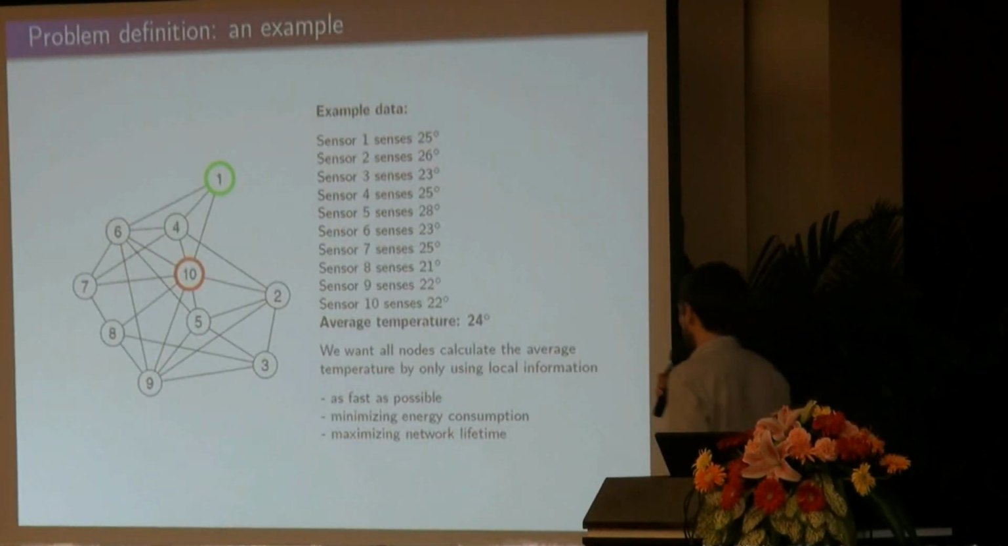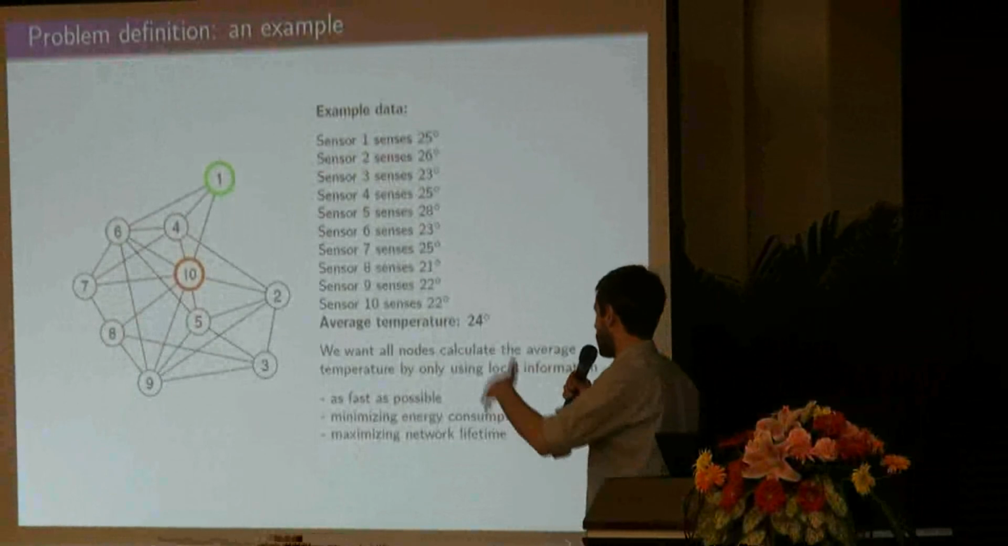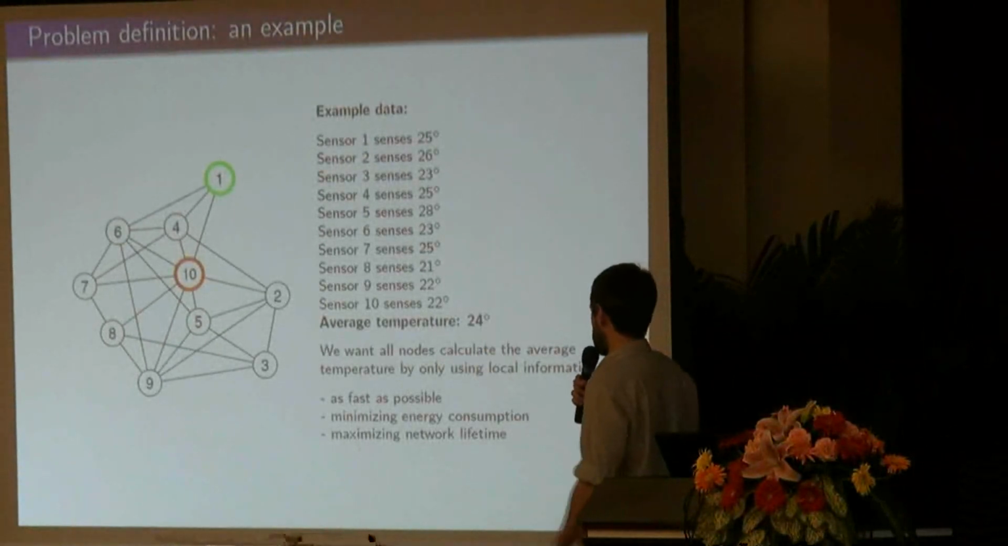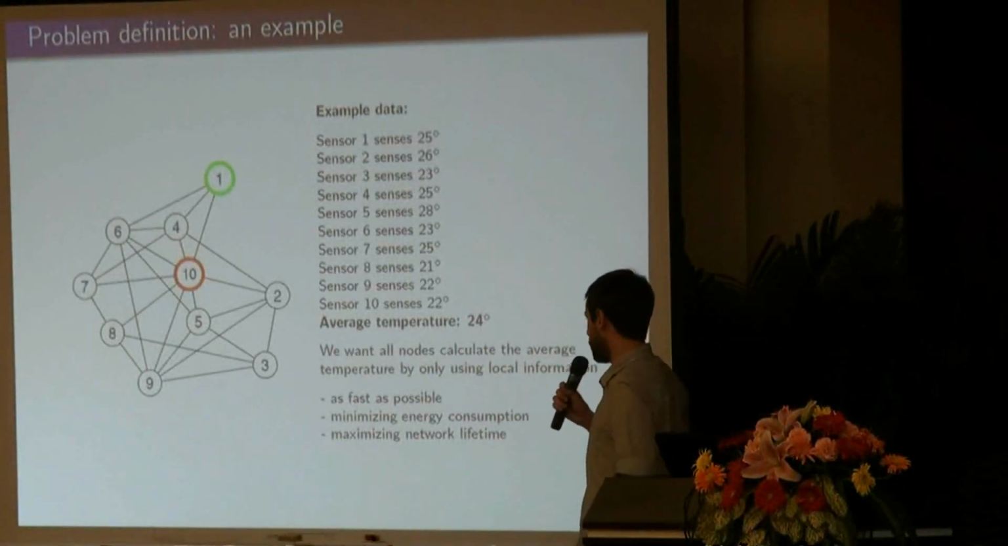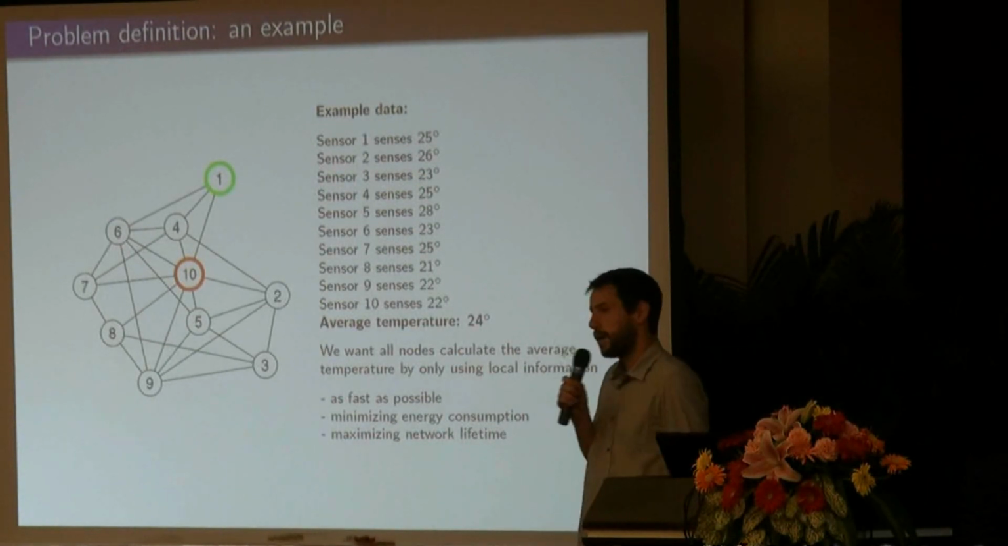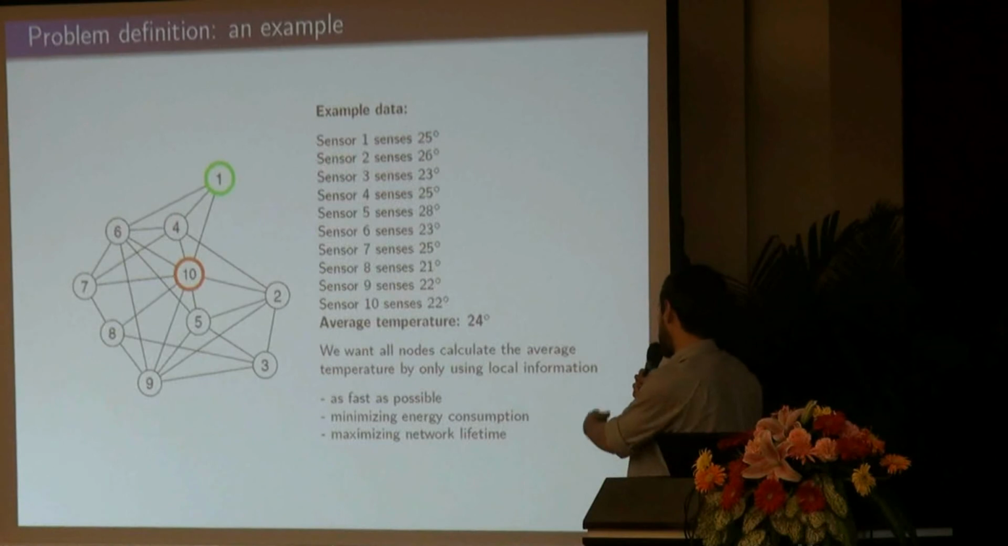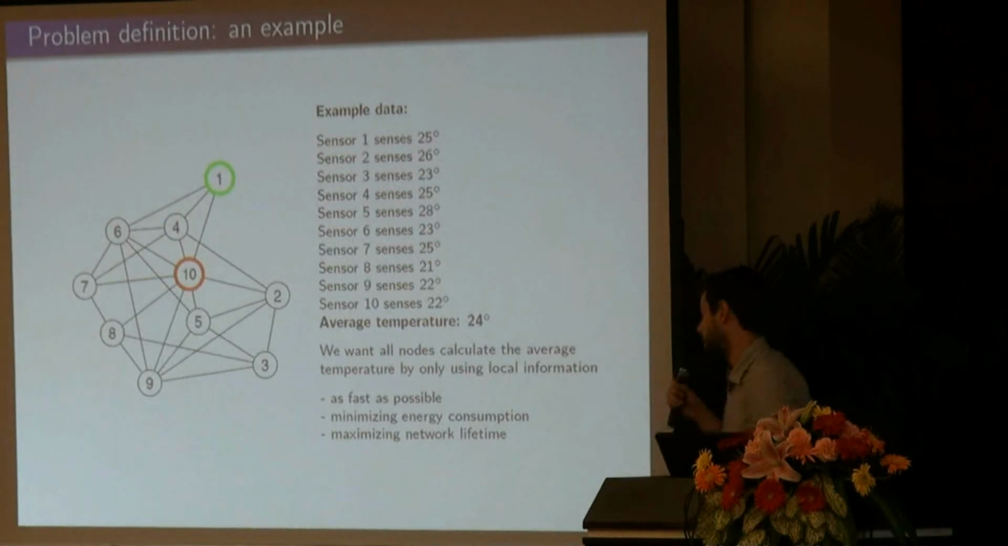This is an example of our problem. We have a network of nodes, some initial measurements, and what we want is to obtain in all the nodes the average of this initial data by only using distributed computations as fast as possible, minimizing the energy consumption, and maximizing the network lifetime.